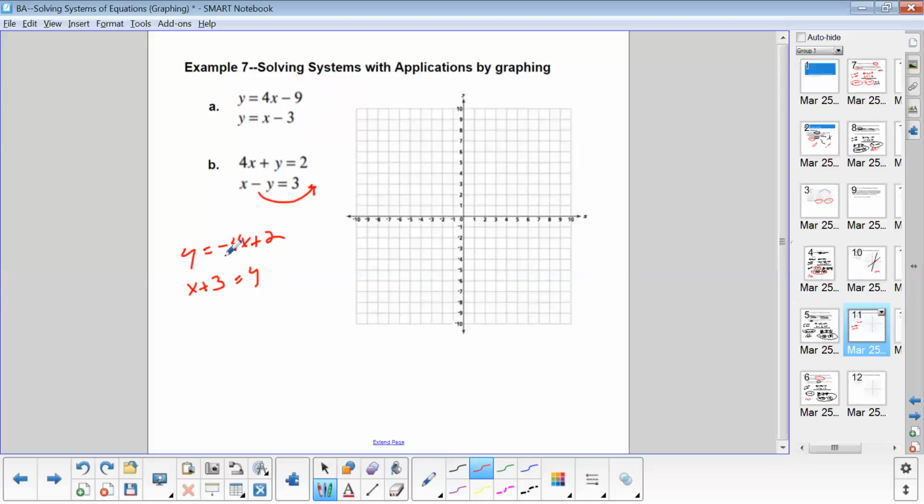So that's just allowing me to have the y on the right side, but I'm going to have to move the y over here. If I add the y to the right side, I'm going to have to subtract the 3, so that'll give me x minus 3. So here are the two equations that we can type into the calculator.